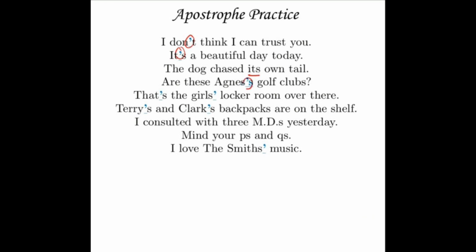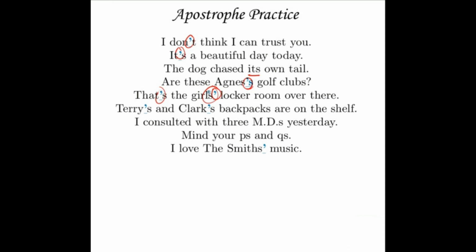Are these Agnes's golf clubs? You have the apostrophe S to show possession, even though Agnes's name ends in S. That is the girls' locker room over there. Now, yeah, I took a little bit of a liberty in this sentence because in theory the locker room could belong to only one girl, in which case you would need apostrophe S, not S apostrophe. But in pretty much any place that has a locker room designated for females, it's designated for multiple females. So it's the girls' plural, S apostrophe, locker room.